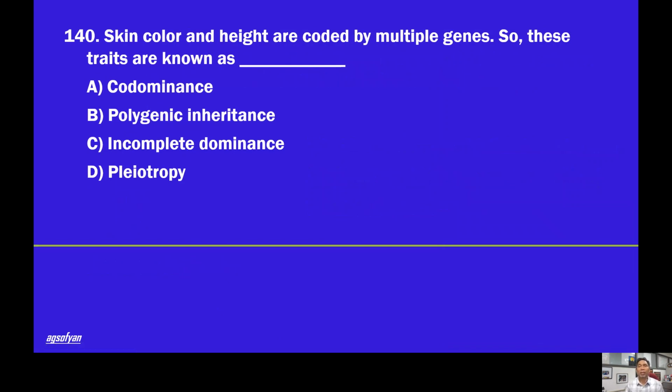Number 140. Skin color and height are coded by multiple genes. So these traits are known as A, codominance, B, polygenic inheritance, C, incomplete dominance, D, pleiotropy. The answer will be polygenic inheritance. So many genes are causing these traits.